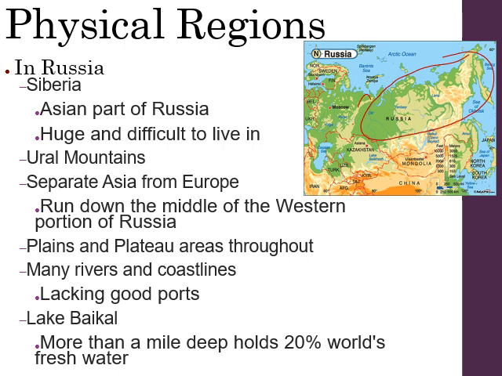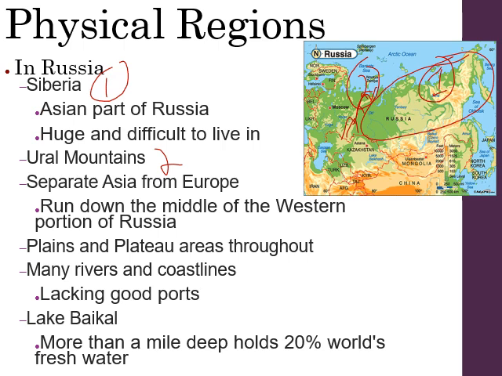These are called the Ural Mountains, and the Ural Mountains are the border between Europe and Asia. So Siberia is number 1, and number 2 is the Ural Mountains. We'll put that right here. It separates Asia from Europe, and it runs right down the middle of the western part of Russia. Then all throughout Russia, in different areas, some in Siberia and other places, there are plains and plateau areas throughout.